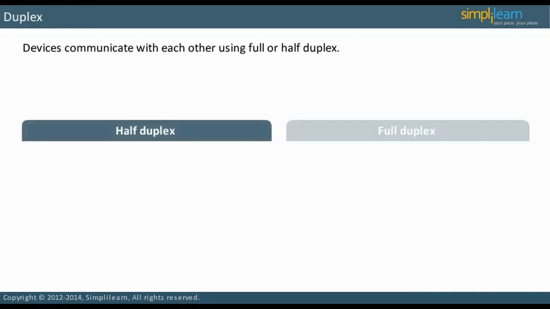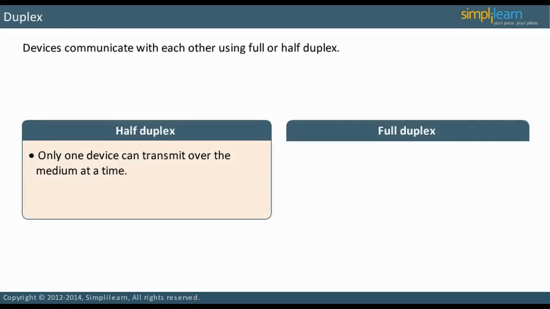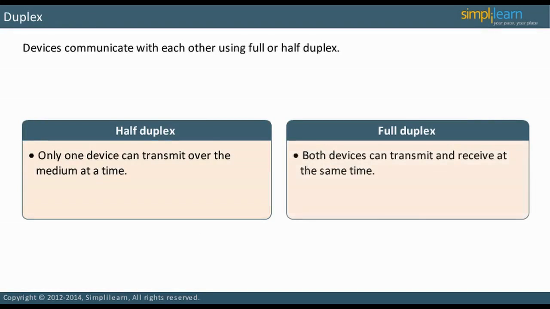Devices communicate with each other using full or half duplex. With half duplex, only one device can transmit over the medium at a time. With full duplex, both devices can transmit and receive at the same time. Data collisions are possible with half duplex. This means the datagrams can collide with each other physically when being transmitted on the medium. When this occurs, the data is destroyed.